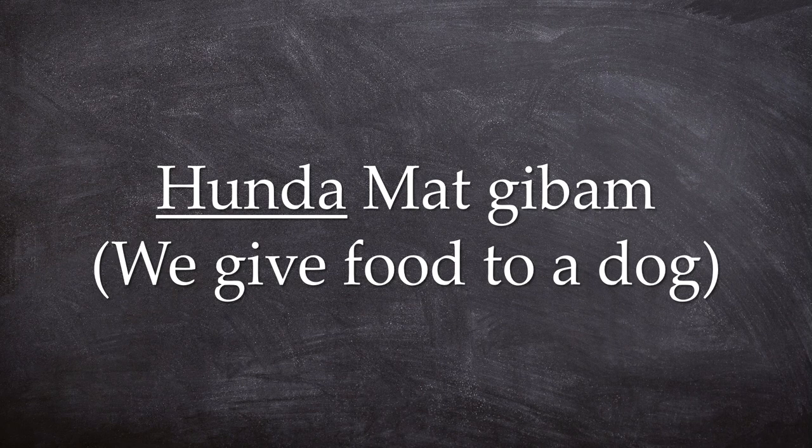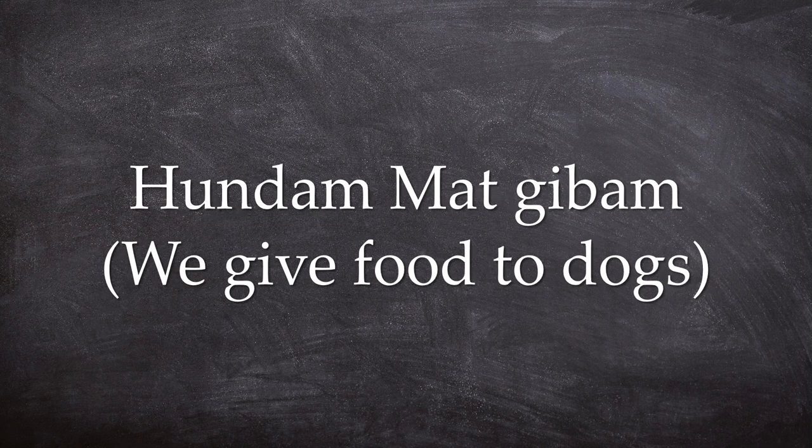Now let's take the word hunds and put it into the dative plural. So to dogs is literally what it means. Instead of to a dog, it means to dogs. This is the dative plural. So we just add another letter, the letter M. Hundam, to dogs. Hundam mat gibam. We give food to dogs.